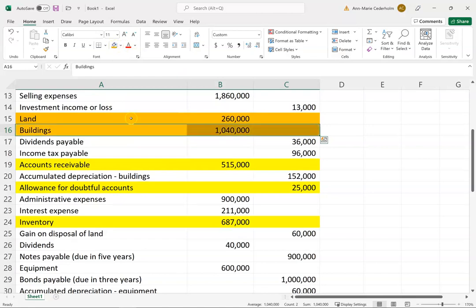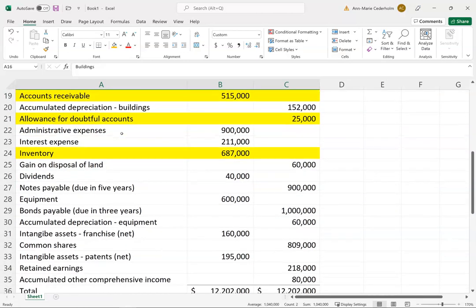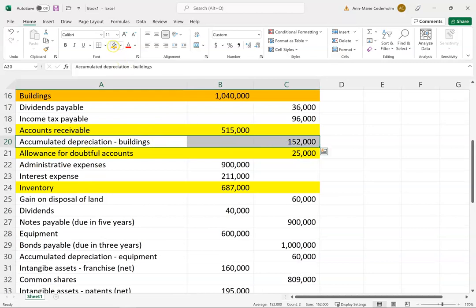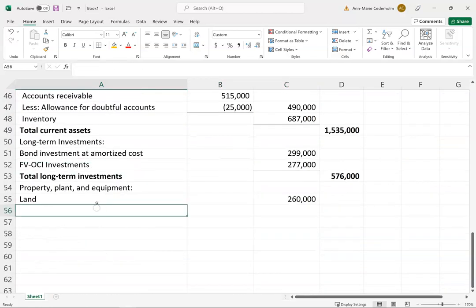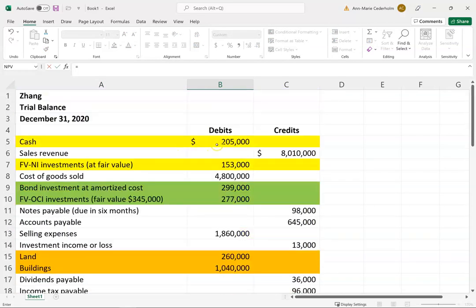Now, I'm assuming that I have accumulated amortization for the buildings. So if I look, see here, it's right here. So I'm just going to highlight those two together because again, the accumulated depreciation is a contra asset account. So I'll list those two together. So I have building. And that was the 104 million.